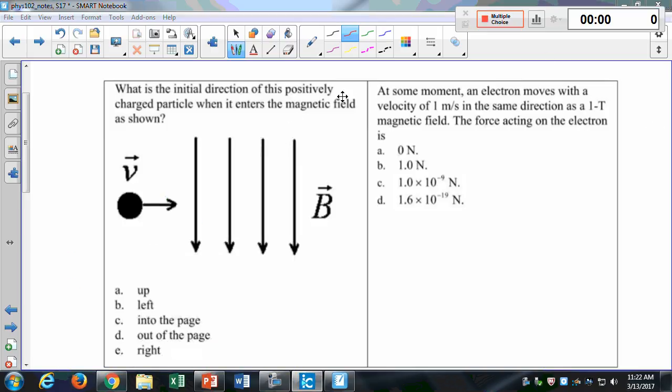Let's do this calculation here. Remember the equation I gave you for the force, QvB sine theta. If the angle's not given, you just assume that it's 90 degrees, that it's orthogonal.